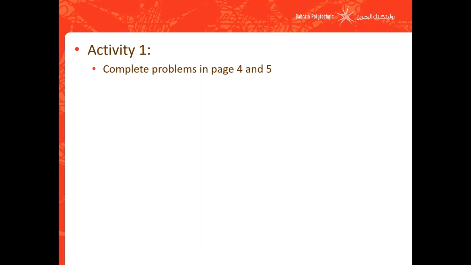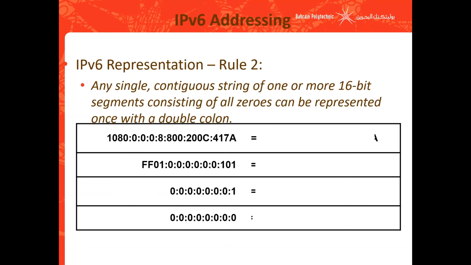Now I would want you to pause the video right now. What I want you to do now is go to Moodle, and in week 5 you will find the IPv6 workbook, the same kind of workbook that we had for IPv4, but it's for IPv6 now, and complete pages 4 and 5. It's based on the rule that I just showed you. Just complete that and come back and then watch the video so that you don't get confused. Okay? So now moving on.